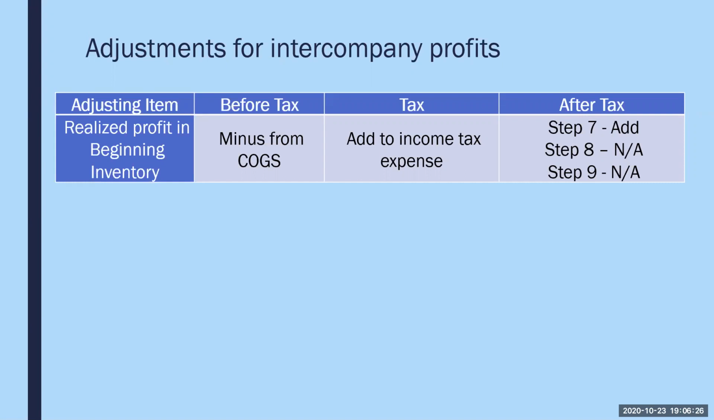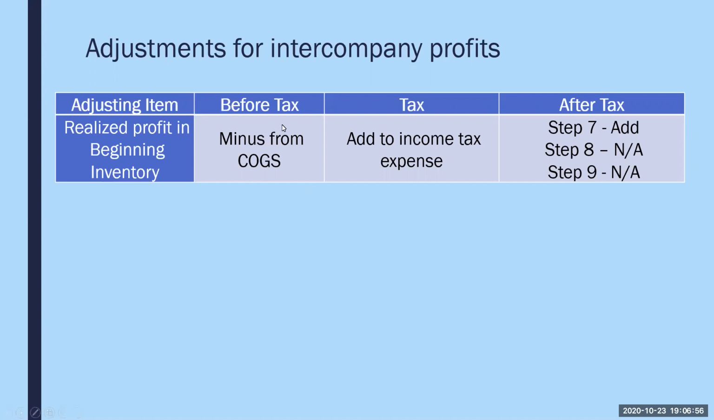Now, if income before tax is higher, the income tax should be higher. And so the tax amount pertaining to the realized profit is added to the consolidated income tax expense. Now, if income tax expense goes up, the result is that the consolidated net income is increased, but by the after-tax amount, right?